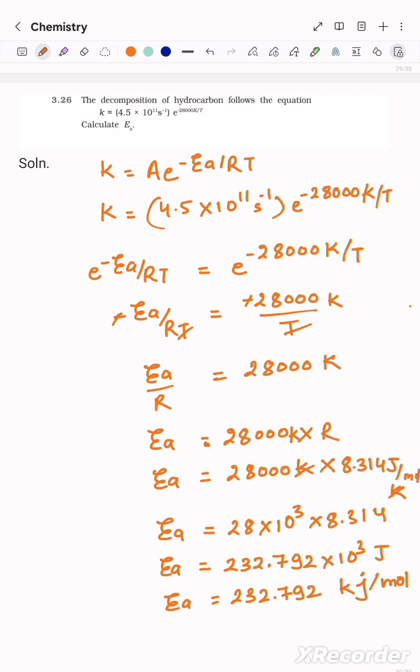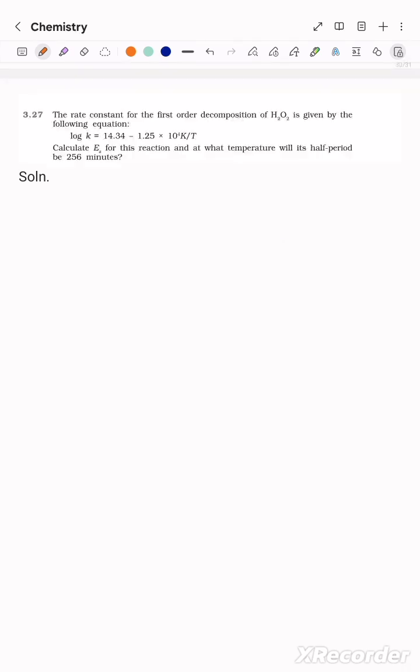Now next question is: the rate constant for the first order decomposition of H2O2 is given by the following equation. Log k is equal to 14.34 minus 1.25 multiplied by 10 to the power 4 K by T. Calculate Ea for this reaction, and at what temperature will its half life period be 256 minutes? So how to proceed with this?